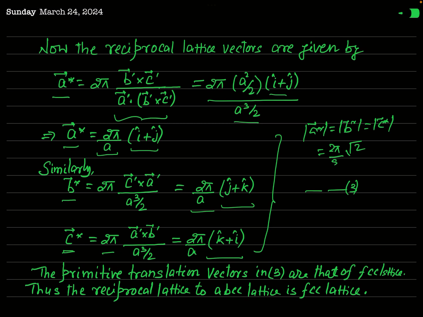Actually, these are the primitive translation vectors of an FCC lattice. And therefore, you can now easily say that the reciprocal lattice of a BCC lattice is an FCC lattice, because when you have calculated the primitive translation vector for the reciprocal lattice of a BCC lattice, you have obtained the value which is just the primitive translation vector of the FCC lattice. Okay, and that's why we say that the reciprocal lattice to BCC lattice is an FCC lattice.